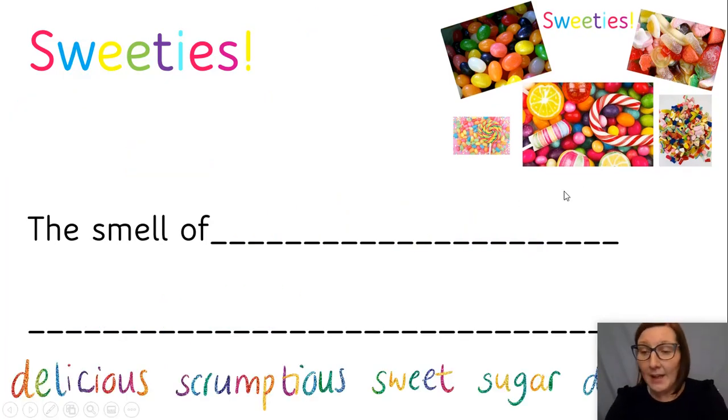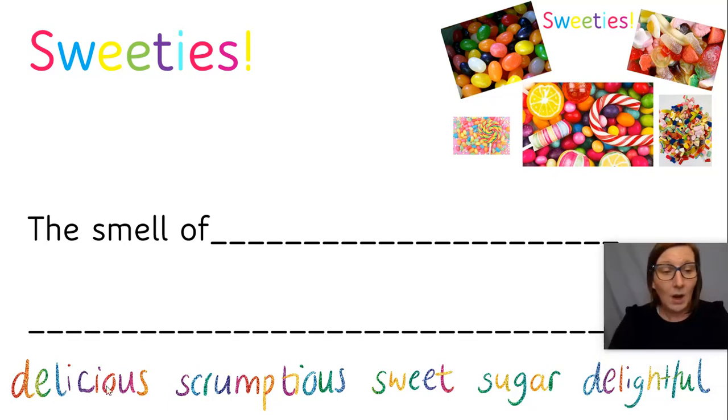Okay, now here I've already put some words down. I've put the word delicious, scrumptious, sweet, sugar, delightful. Now here we're thinking about the smell. Remember earlier I said to you, often sweeties have a really nice fruity smell, and sometimes they might have a sweet smell too. So I put these words here to see if they might be able to help us while we're describing. So I was thinking about that, and then I was thinking, well, what would I smell? When I smell sweeties, what would I smell?